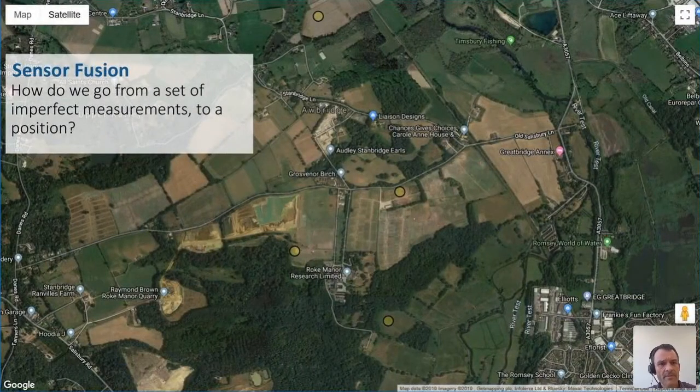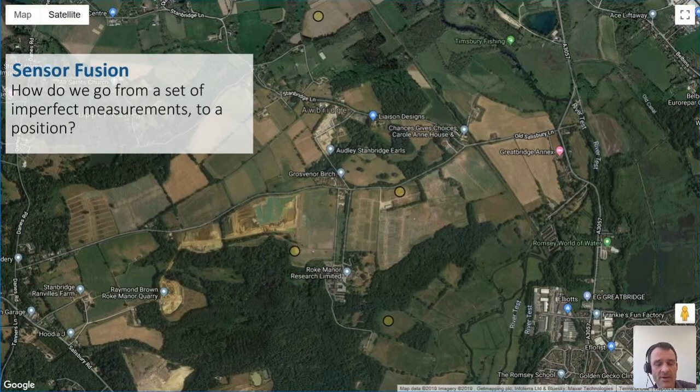Okay, so that's enough about the measurements themselves. How do we actually go about geolocating? So we've got a set of measurements, perhaps a set of time difference of arrival curves, a set of angle of arrival lines of bearing, and we might have some other measurements. How do we actually geolocate from those?